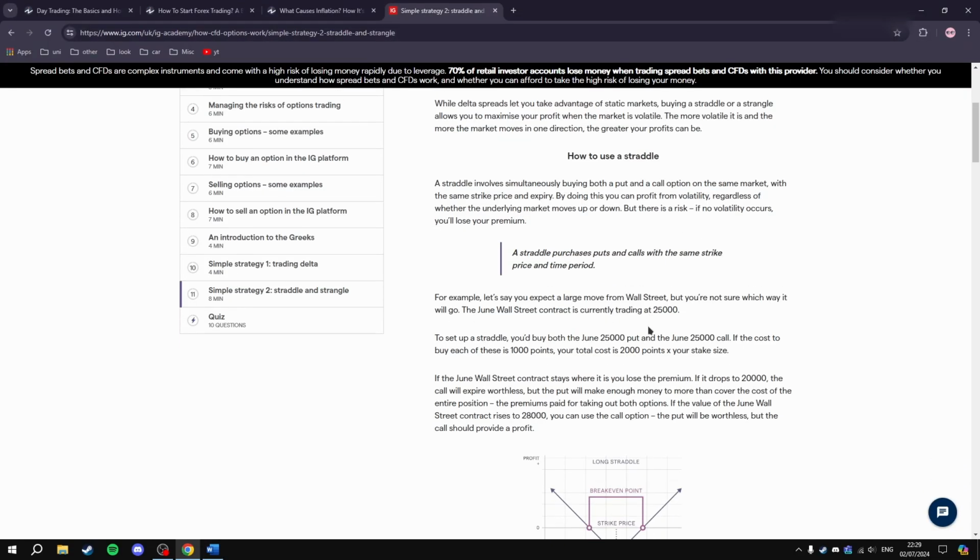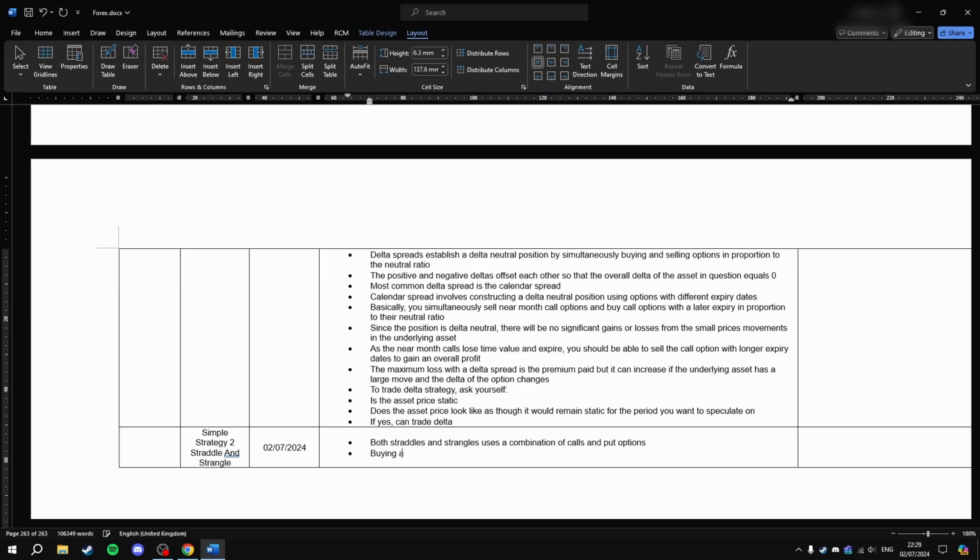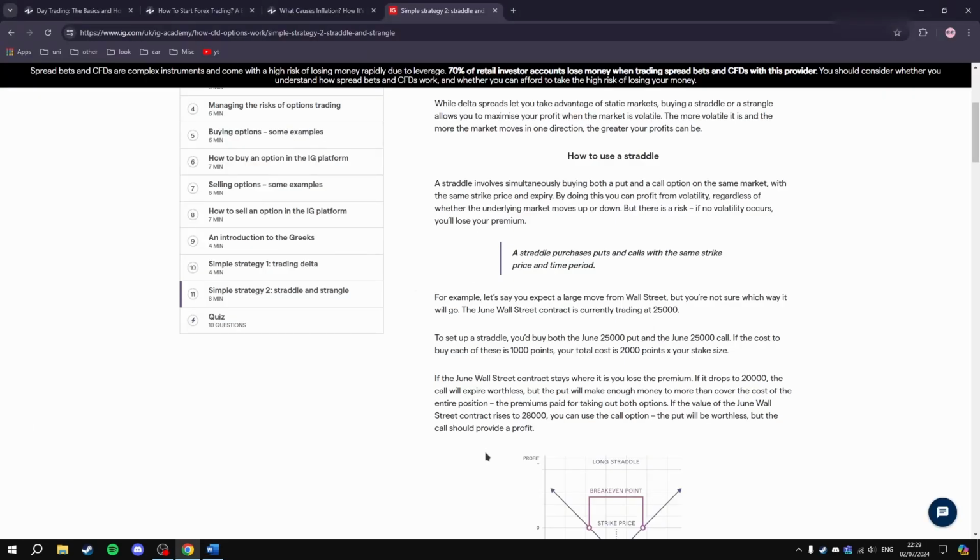While delta spreads let you take advantage of static markets, buying a straddle or a strangle allows you to maximize your profit when the market is volatile. So use a straddle or strangle in a volatile market. The more volatile it is and the more the market moves in one direction, the greater your profits can be.